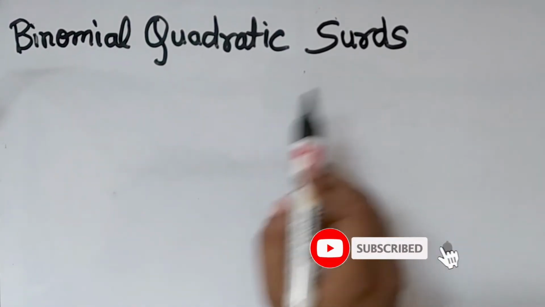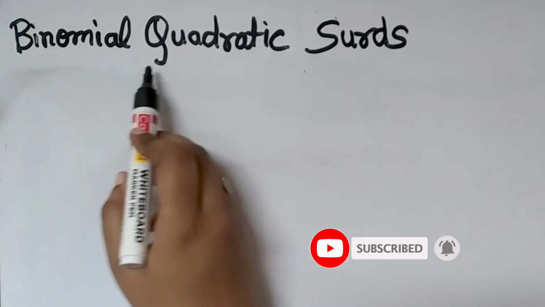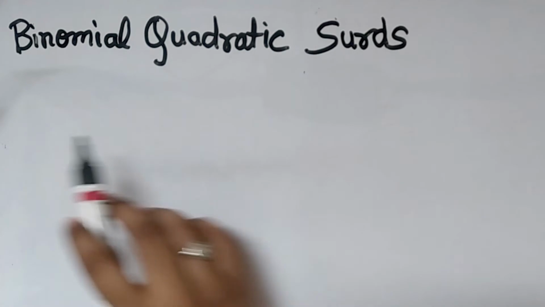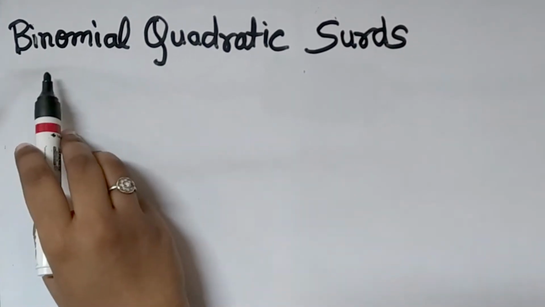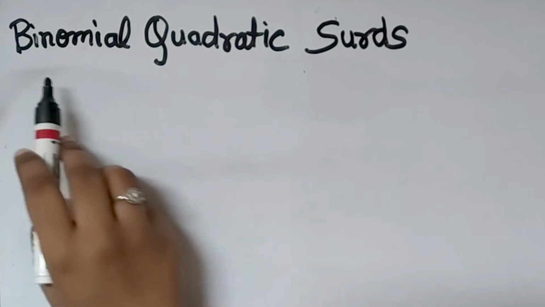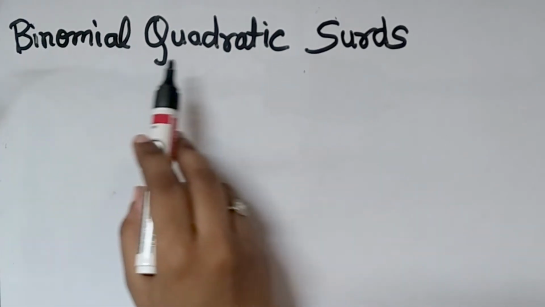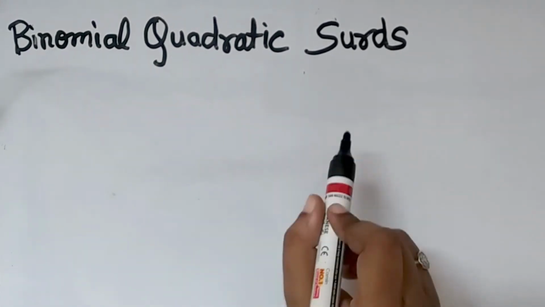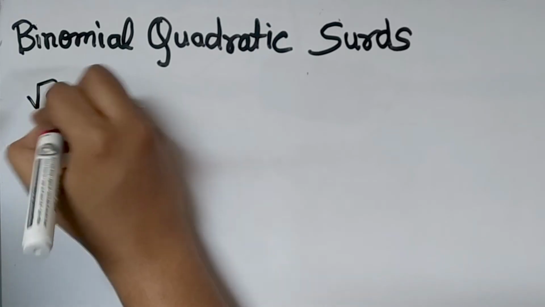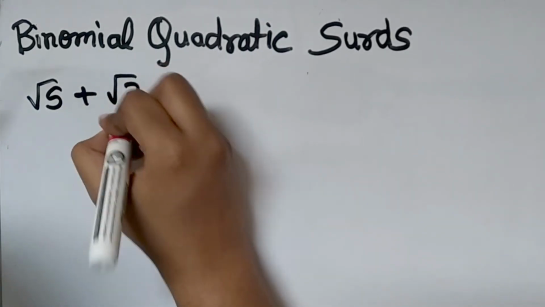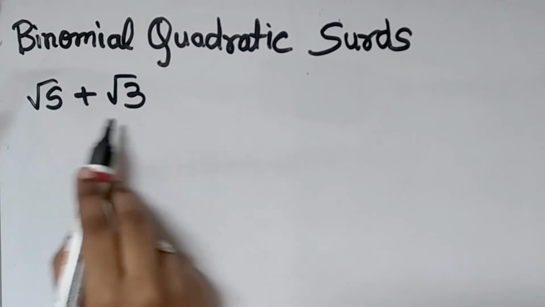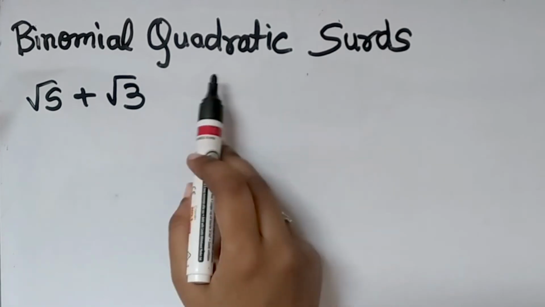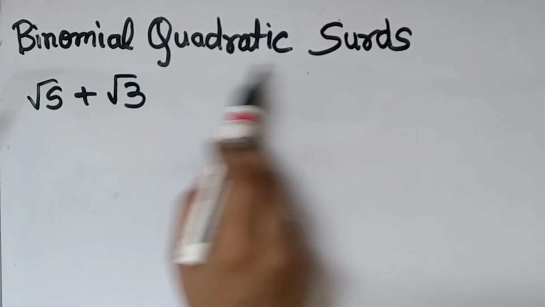Binomial quadratic surds. Now from the name itself we can see, binomial means two terms. Binomial means a mathematical expression with two different terms connected with a plus sign or minus sign. Okay. So binomial quadratic surds means the binomial expression should have at least one quadratic surd. Now see this example, root 5 plus root 3. Okay, root 5 and root 3 are two different terms and it is addition of two different terms, so it is binomial. Both the terms have quadratic surds, so it is a binomial quadratic surd.